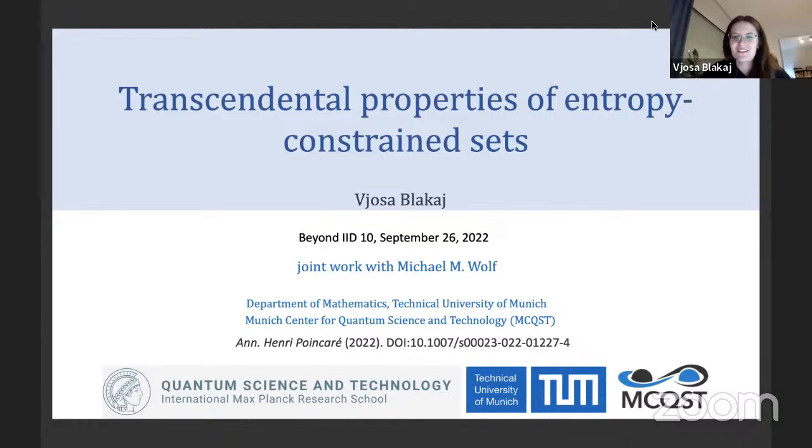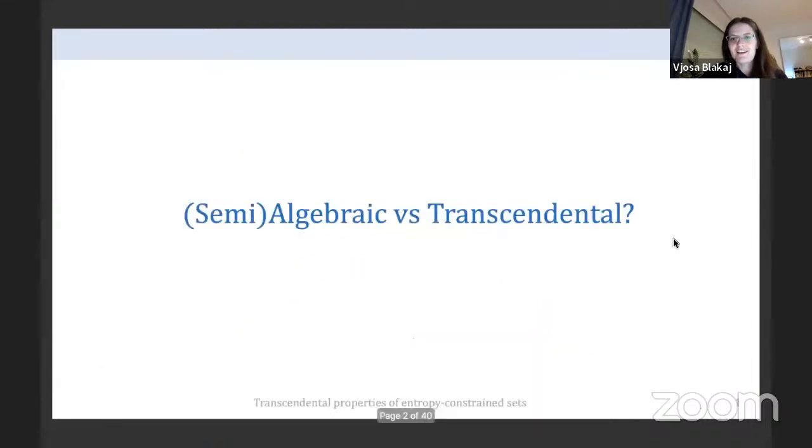Thank you for the introduction, and thank you, the organizers, for setting up this event. So today I will be talking about a joint work that me and my supervisor, Michael Wolf, have done in transcendental properties of entropy constraint sets. So as a first thing that I want to do here is I want to explain the first word that we have on the title, transcendental.